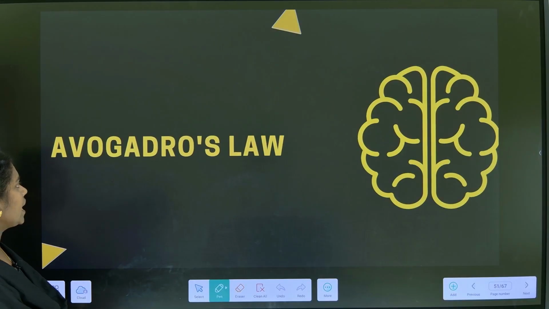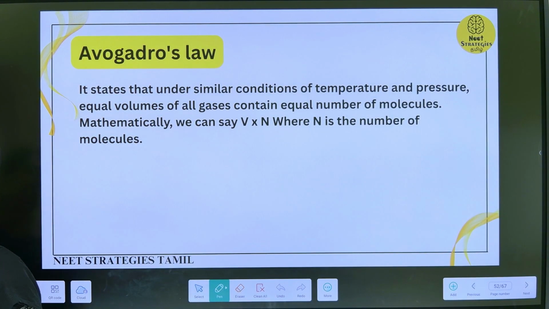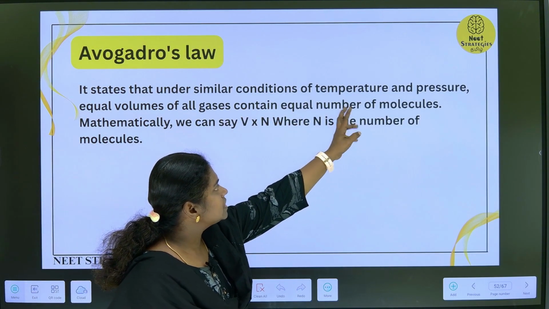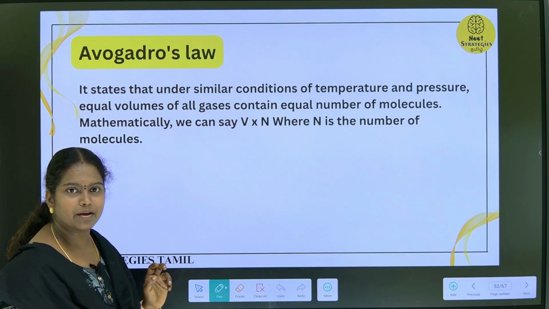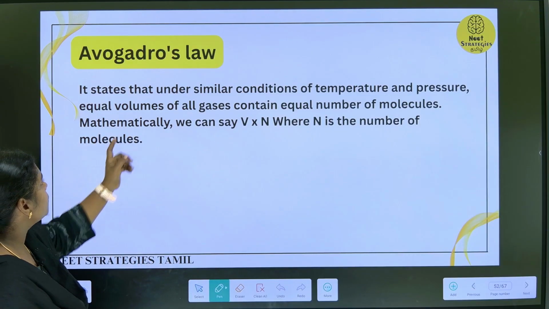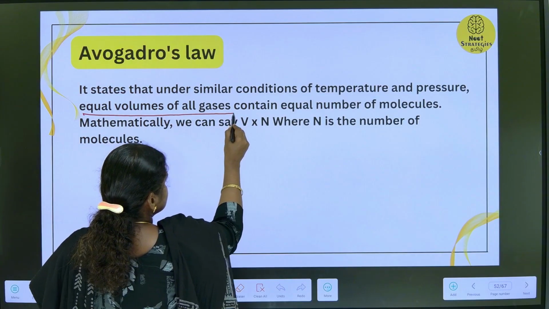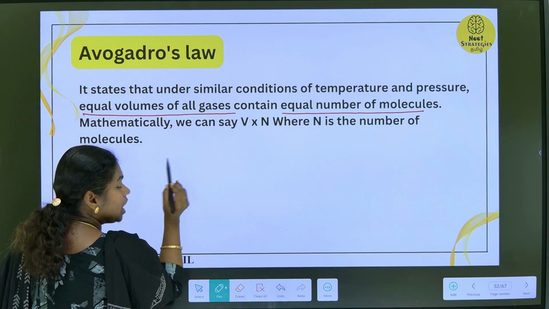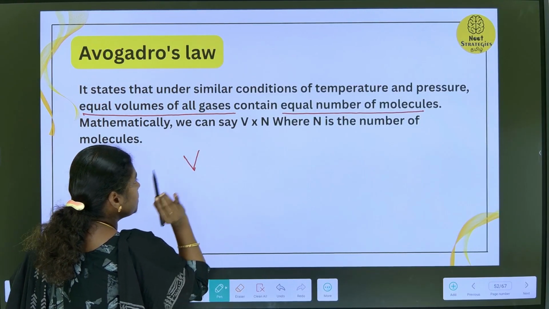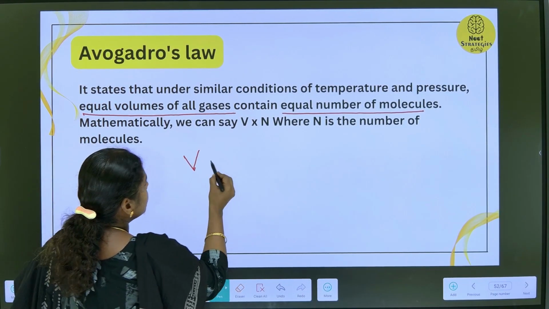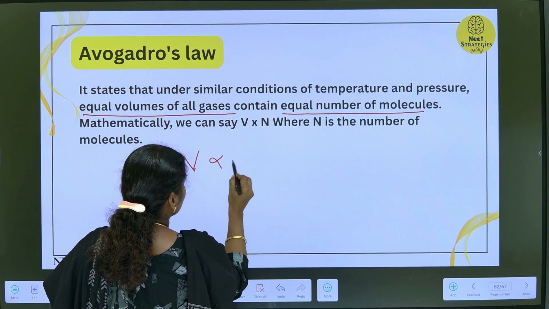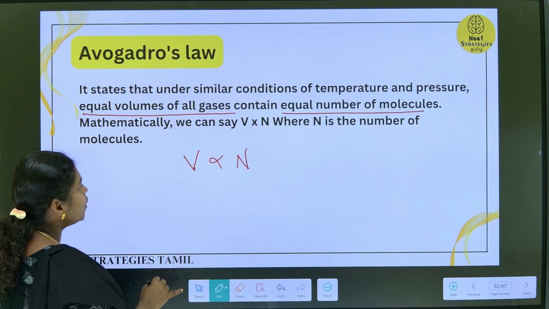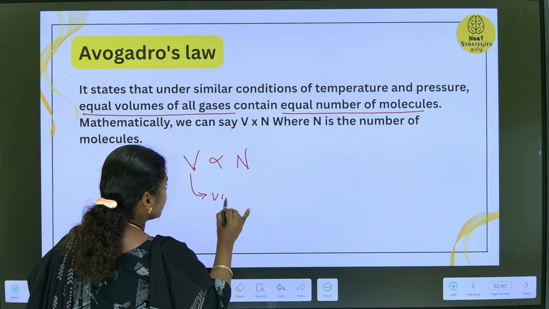Avogadro's law states that under similar conditions of temperature and pressure, equal volumes of all gases contain an equal number of molecules. So equal volume of all the gases contain an equal number of molecules. So V is directly proportional to N. What is V? V is the volume of the gas.